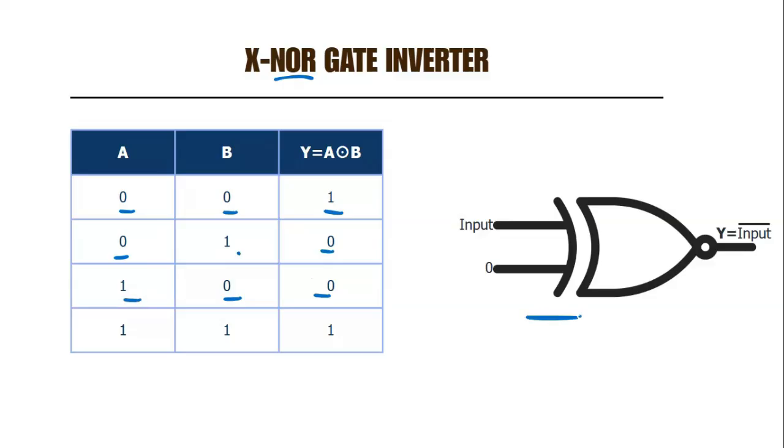Consider this XNOR gate. When one of the inputs is fed with 0, the output Y is the complement of the input applied to the other terminal. And this is how the XNOR gate is realized as an inverter.